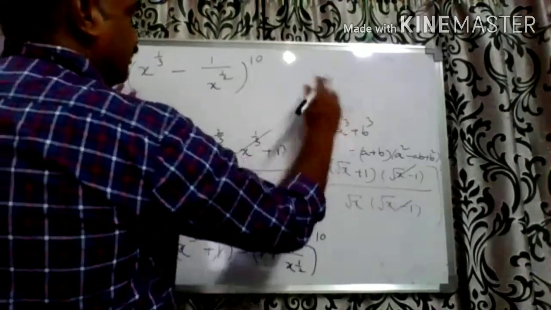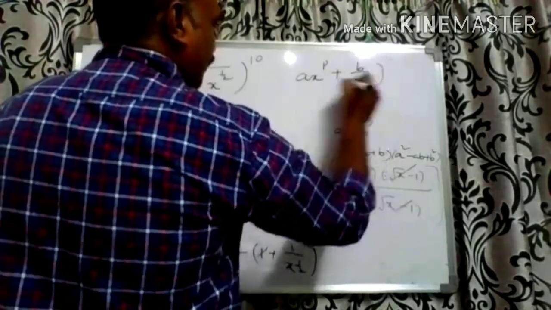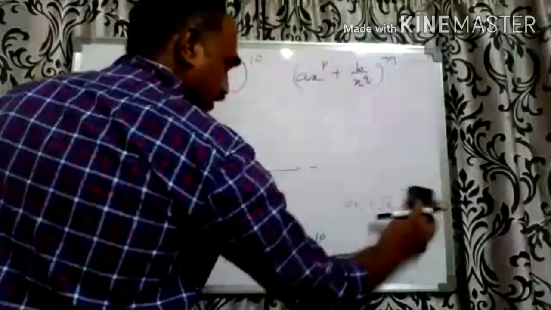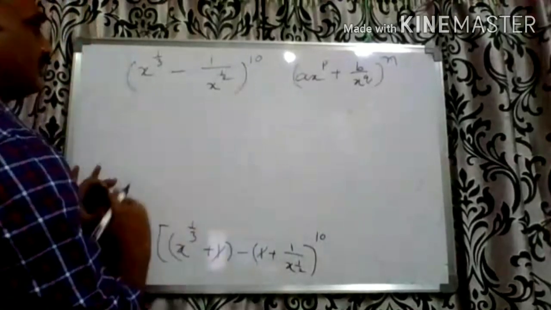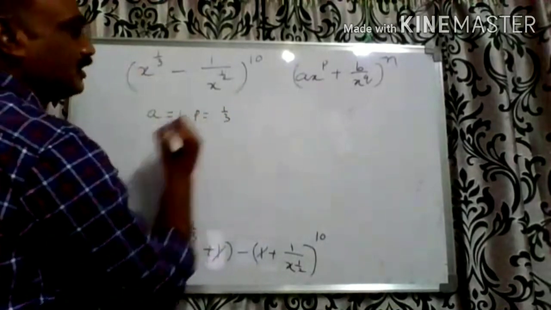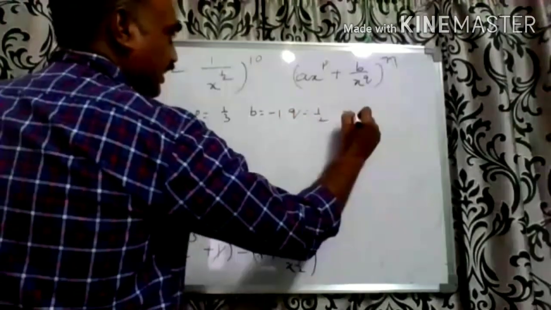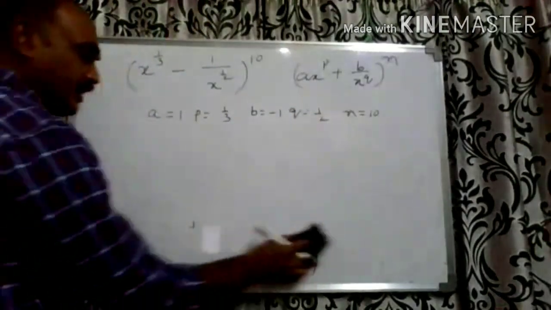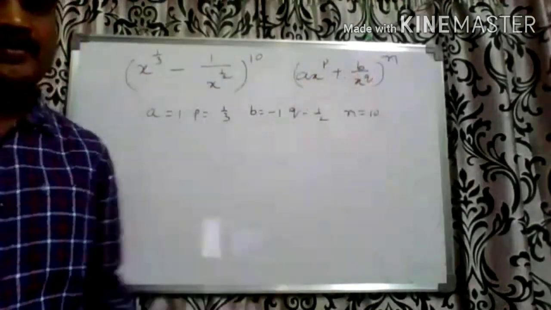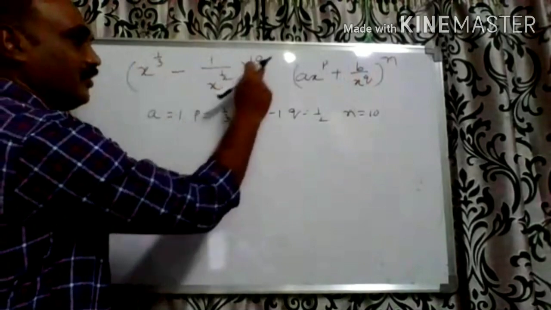So compare the given expansion with (a into x power p plus b by x power q) whole power n. a is equal to 1, p is equal to 1 by 3, b is equal to minus 1, q is equal to 1 by 2, n is equal to 10.